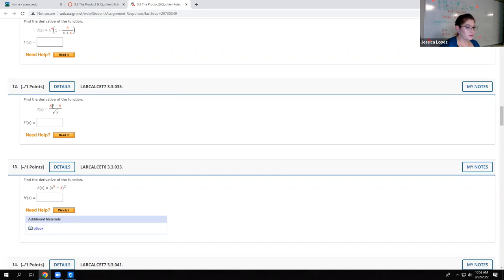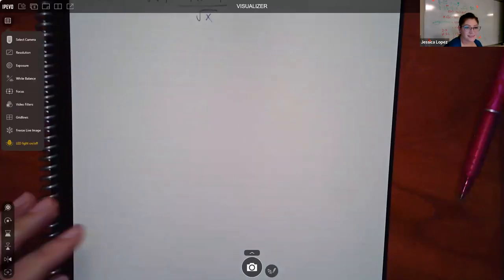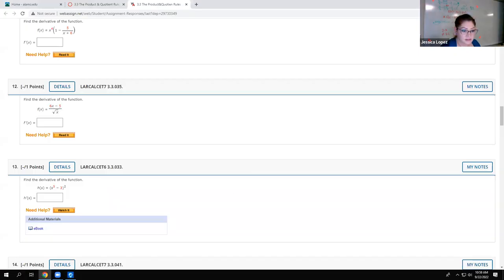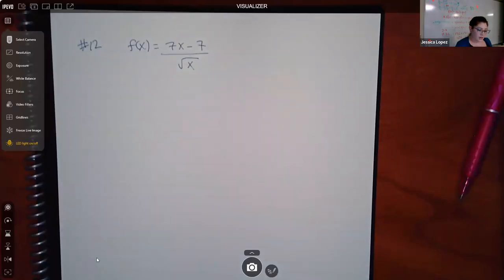Okay, what numbers did you have on the top? 7x minus 7. So number 12, you had 7x minus 7, right? Like that? Well, you can't see my paper no more. So, like this one? Okay, it's just asking for derivative, right? Yes. Okay, so can we do this one?